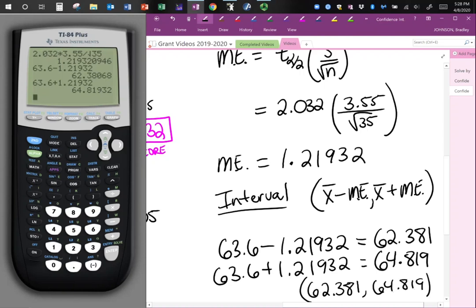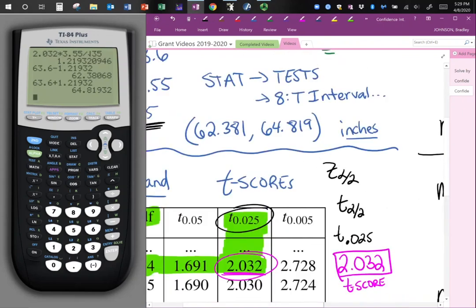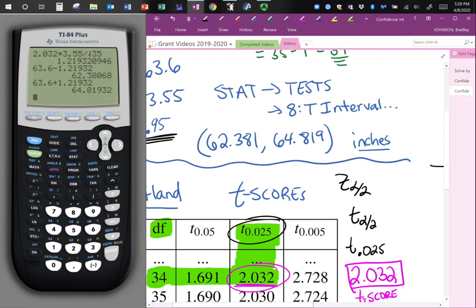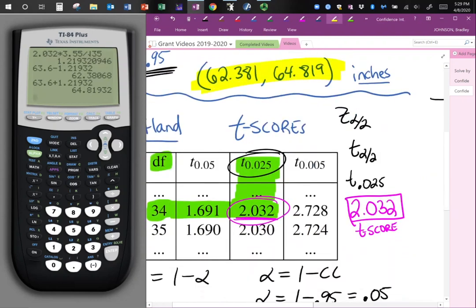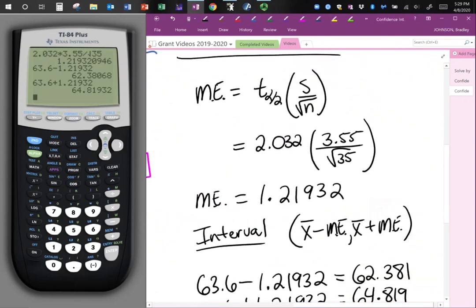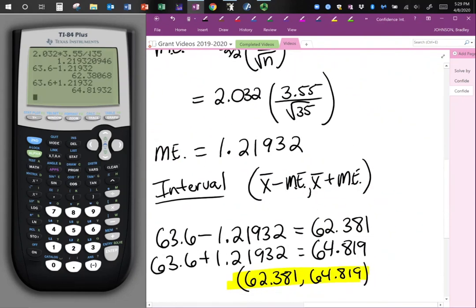Now let's see, does this interval 62.381 and 64.819 match what we found earlier with technology? Well, I'll zoom right back over. 62.831 and 64.819. It does match, so we are happy. So either way that you do it, by hand or with technology, will always work.